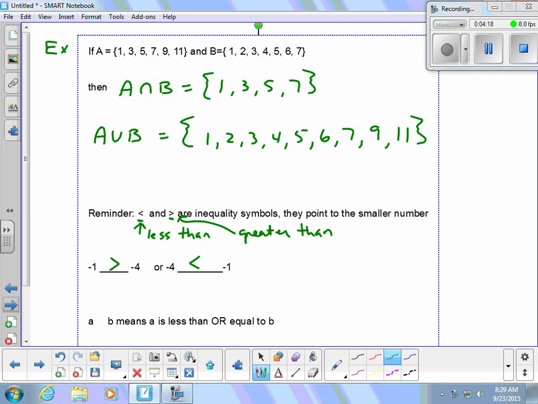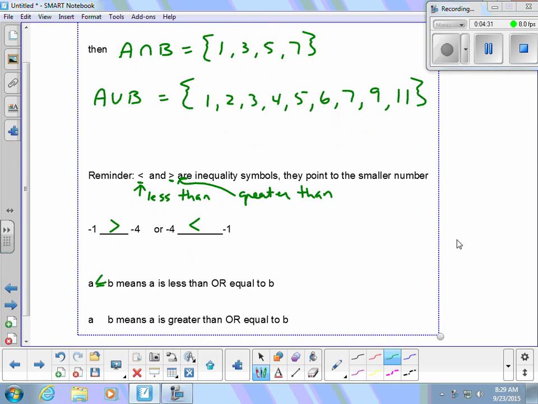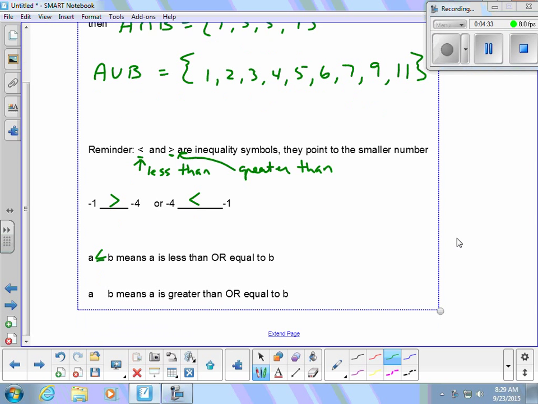If we have the less than symbol with a line below it, that means A is less than or equal to B. Okay, it can be either one. And greater than or equal to is a greater than symbol with an extra line as well. Okay, this is important. It doesn't have to be both. It can be one or the other.